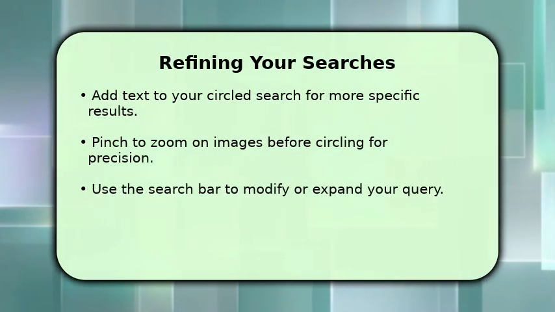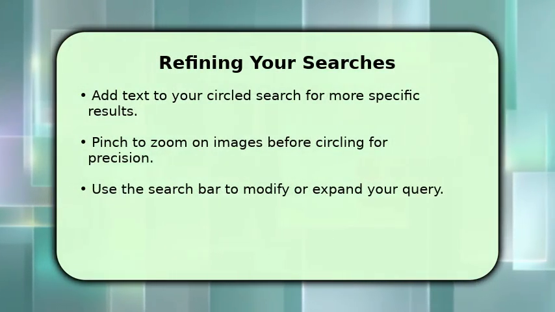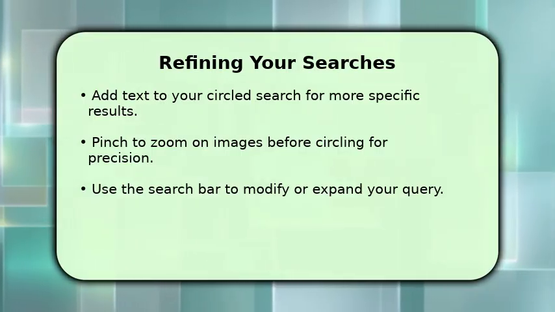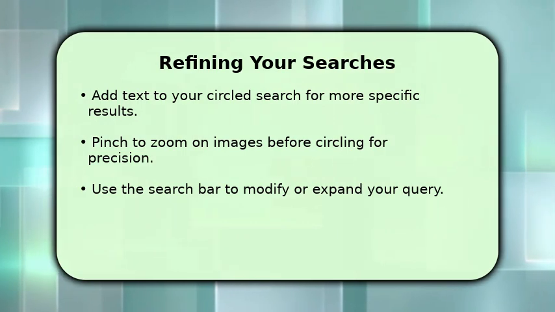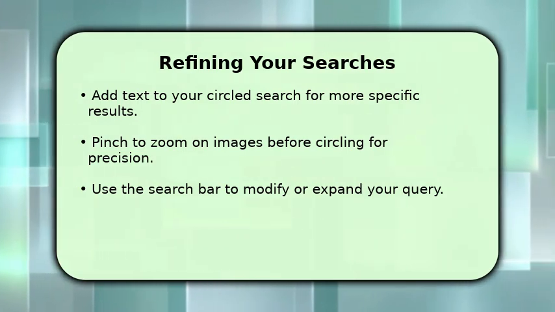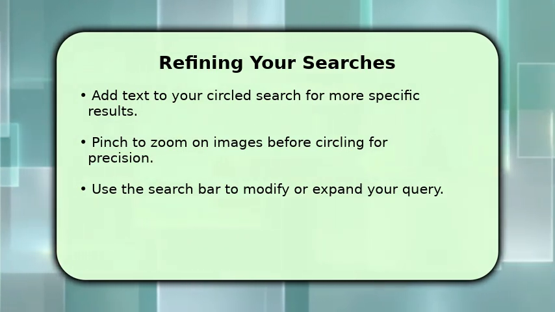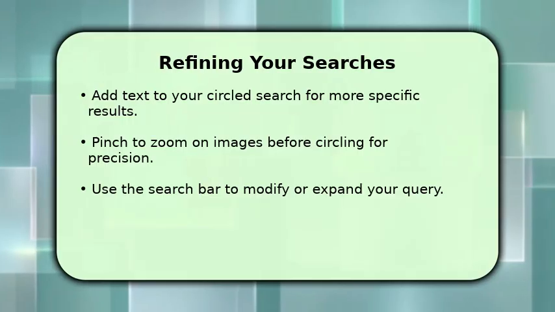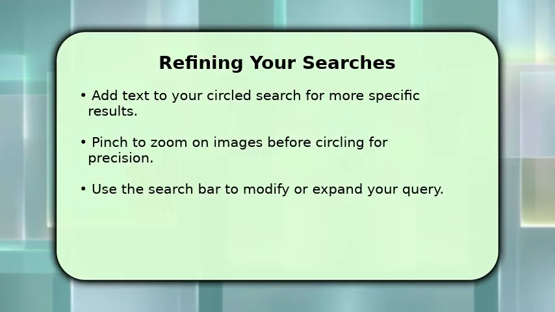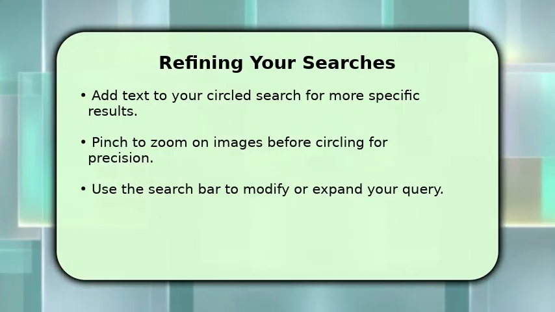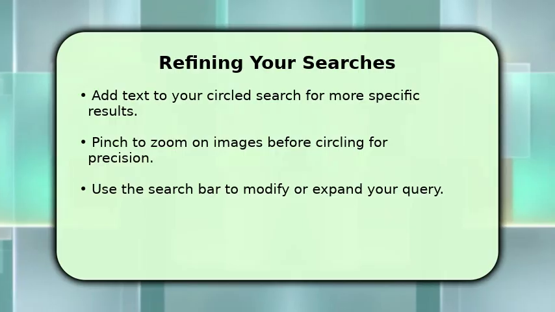To get even more precise results, you can refine your searches. After circling an item, you can add text to your query in the search bar that appears, making your search much more specific. For images, try pinching to zoom in before you circle, which helps you select exactly what you intend. You can also use the search bar to modify or expand your initial query easily.